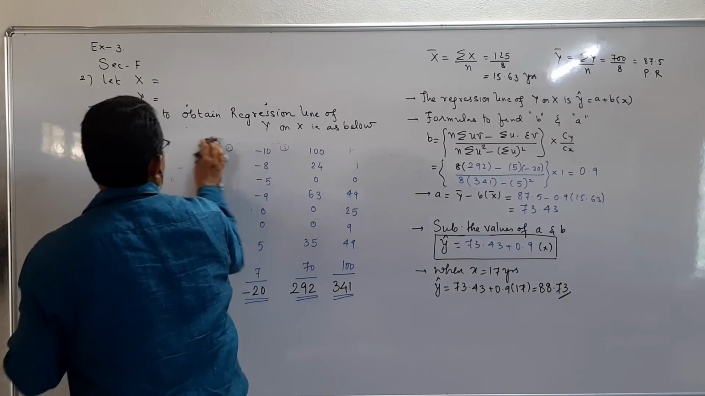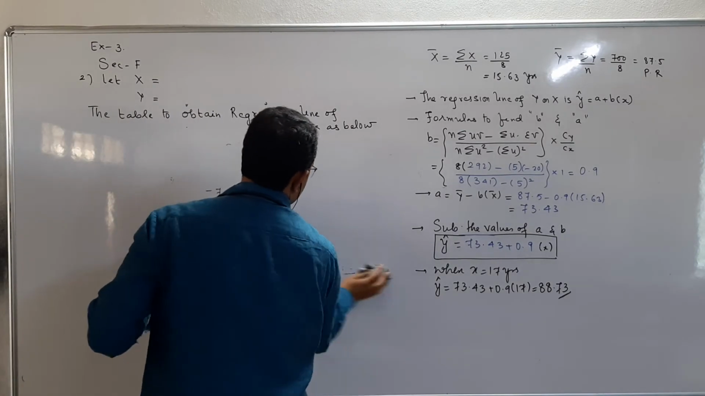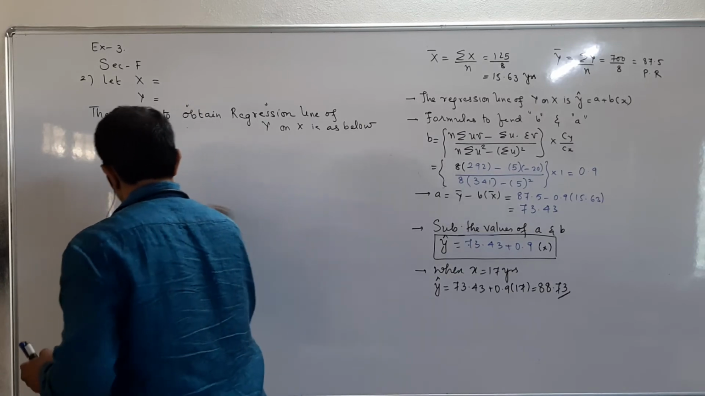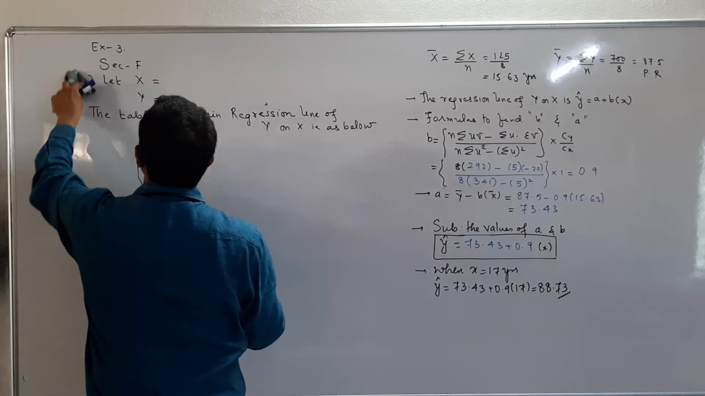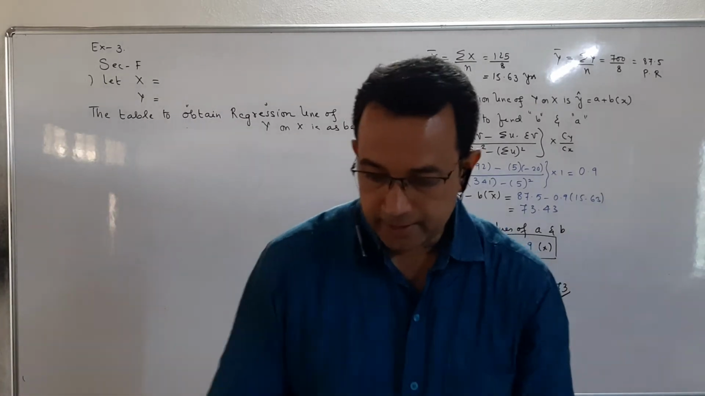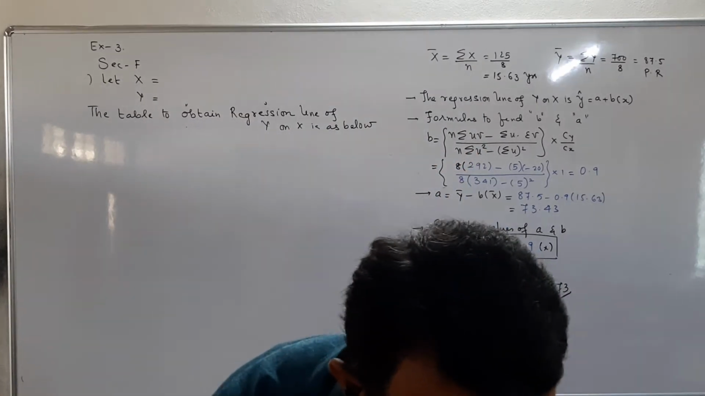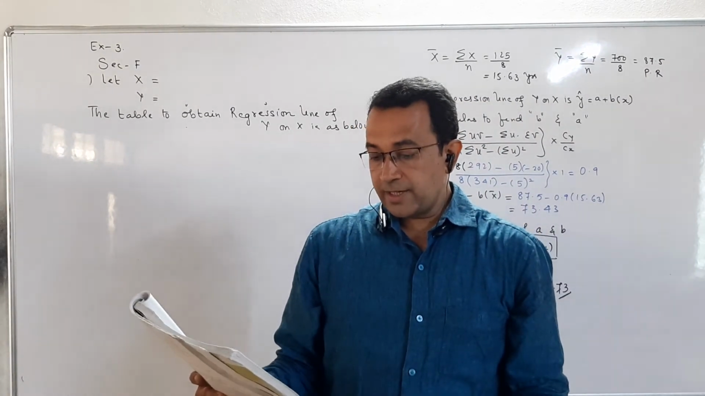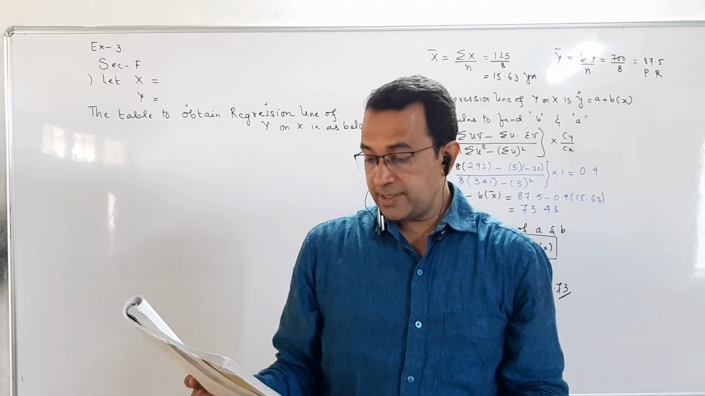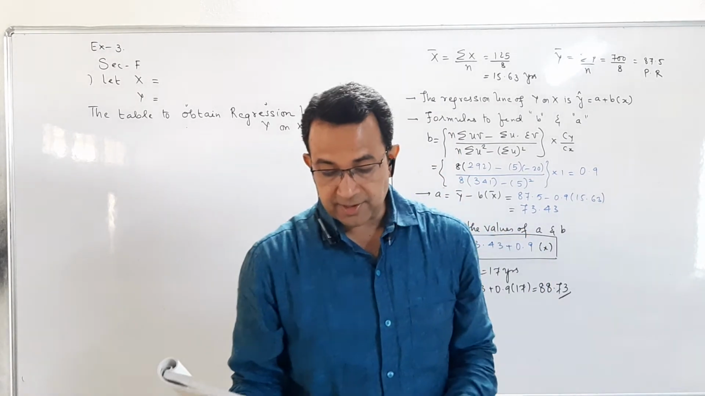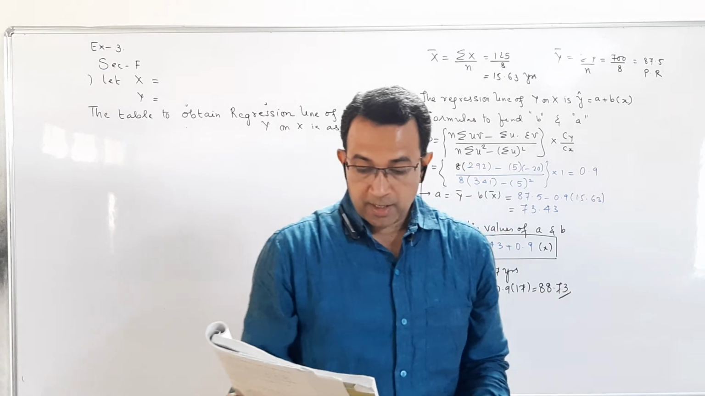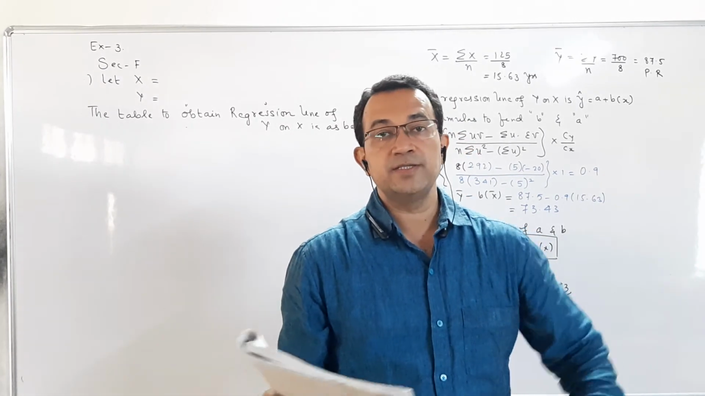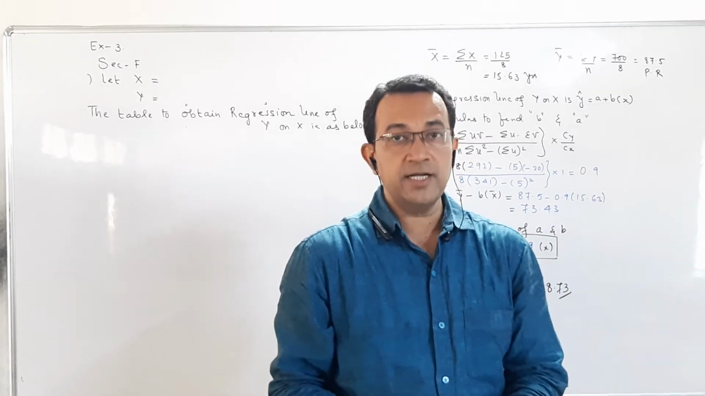Yes students, next we do question number 3. Let us read the question. The information regarding daily income in rupees and expenditure in rupees of 5 labor families earning by daily work is given. Obtain the regression line of expenditure on income. Definitely expenditure depends on income, so income is the independent variable.